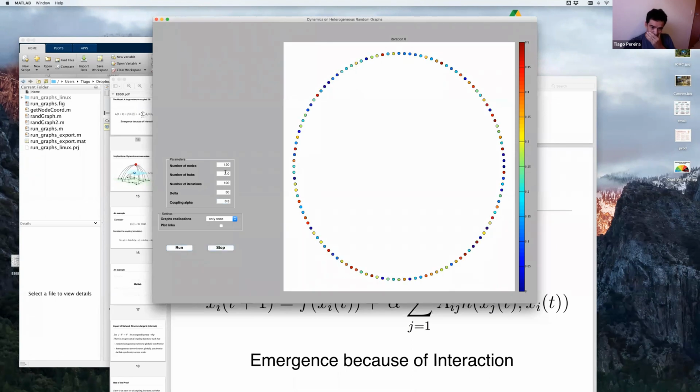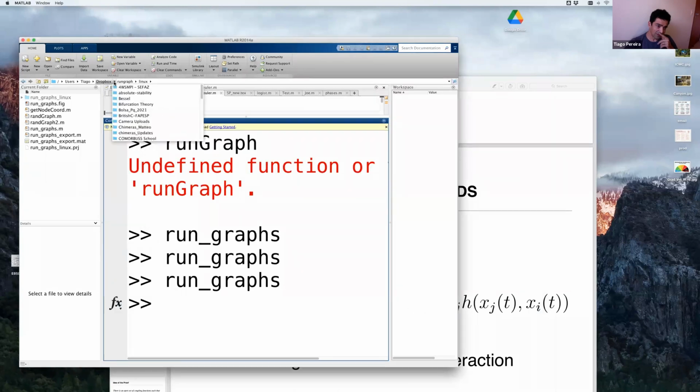So let me see. So the coupling matrix you choose in a random way or something? Yeah. Okay. Let me close this one. This is complaining all the time.